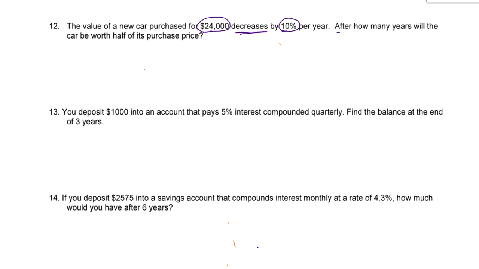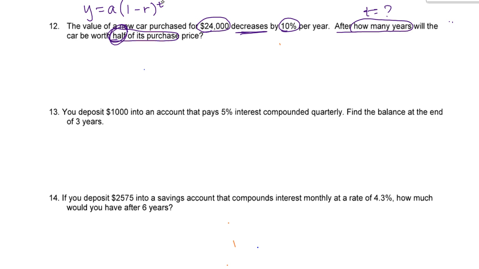Then it says after how many years? Well, T is years, and it's asking me how many. So it's not telling me how many years this time. Will the car be worth half of its purchase price? So that half word right there is going to give us a key piece. It is decreases, not compound, so it's just going to be our decay formula.